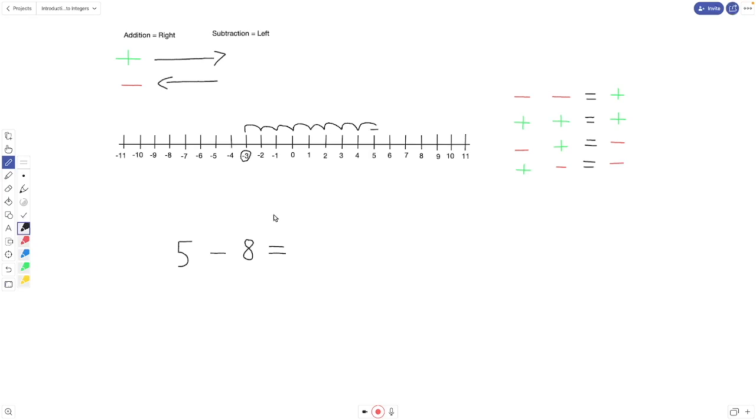Now, I'm going to teach you another way to do this. If you ever need to do this in your head and you don't have a number line, you can think of it this way. You start at 5 and we're subtracting 8. So first we get to 0. So let's subtract 5 minus 5, right? 1, 2, 3, 4, 5. We subtracted 5 so far.